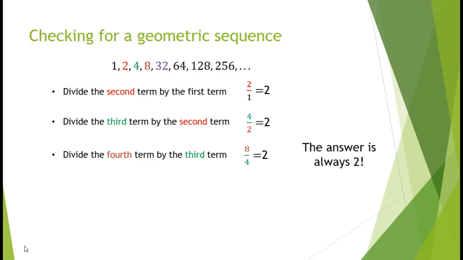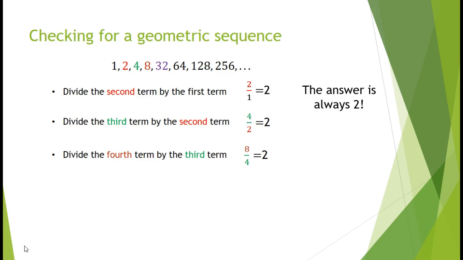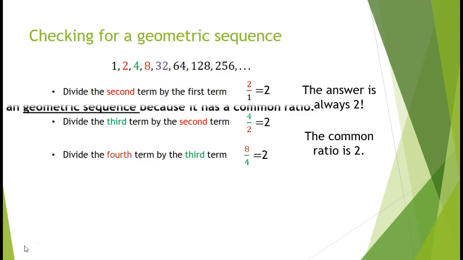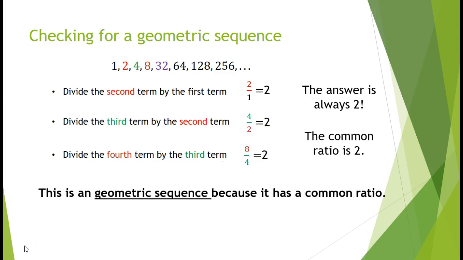Well, that means that the answer is always 2, and that 2 is my common ratio. Now I know for sure that I have a geometric sequence because I have a common ratio. Now that ratio could be any number, but as long as it's constant and common, you have a geometric sequence.